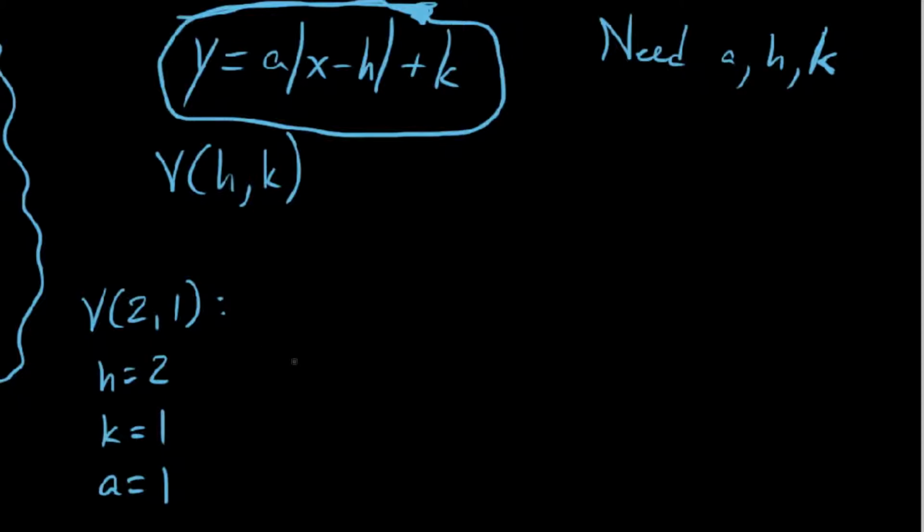Before you start plugging things in, let's put in blanks for the stuff we're going to plug stuff into. So we're going to plug in for A, we're going to plug in for H here, and we're going to plug in for K. The reason is that if you don't do this, you might mess some negatives up.